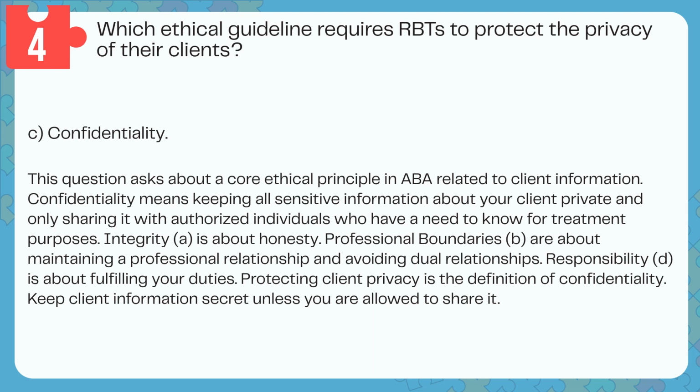Integrity, A, is about honesty. Professional boundaries, B, are about maintaining a professional relationship and avoiding dual relationships. Responsibility, D, is about fulfilling your duties. Protecting client privacy is the definition of confidentiality. Keep client information secret unless you are allowed to share it.